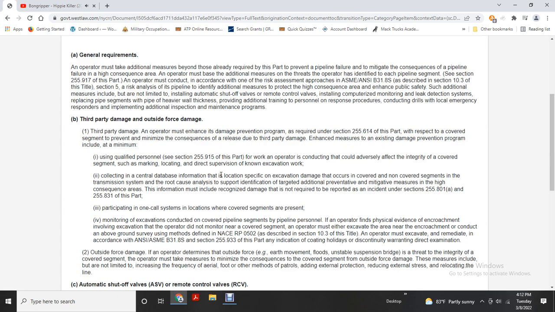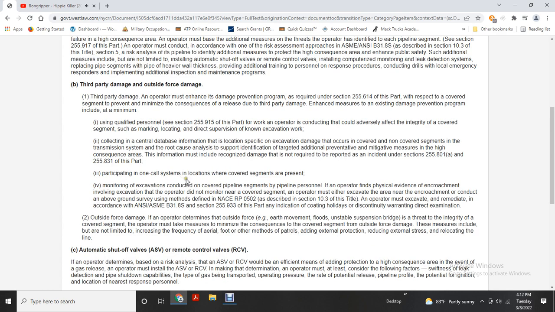Third-party damage and outside force damage. Third-party damage: the operator must enhance the damage prevention program required in Section 255.614 with respect to the covered segment, with a minimum of the consequence of the release due to third-party damage. Enhanced measures of the existing damage prevention program include, but are not limited to, using qualified personnel to work with the operator on the duct and can adversely affect the integrity of the covered segment, marking locations and direct supervision of excavation work.